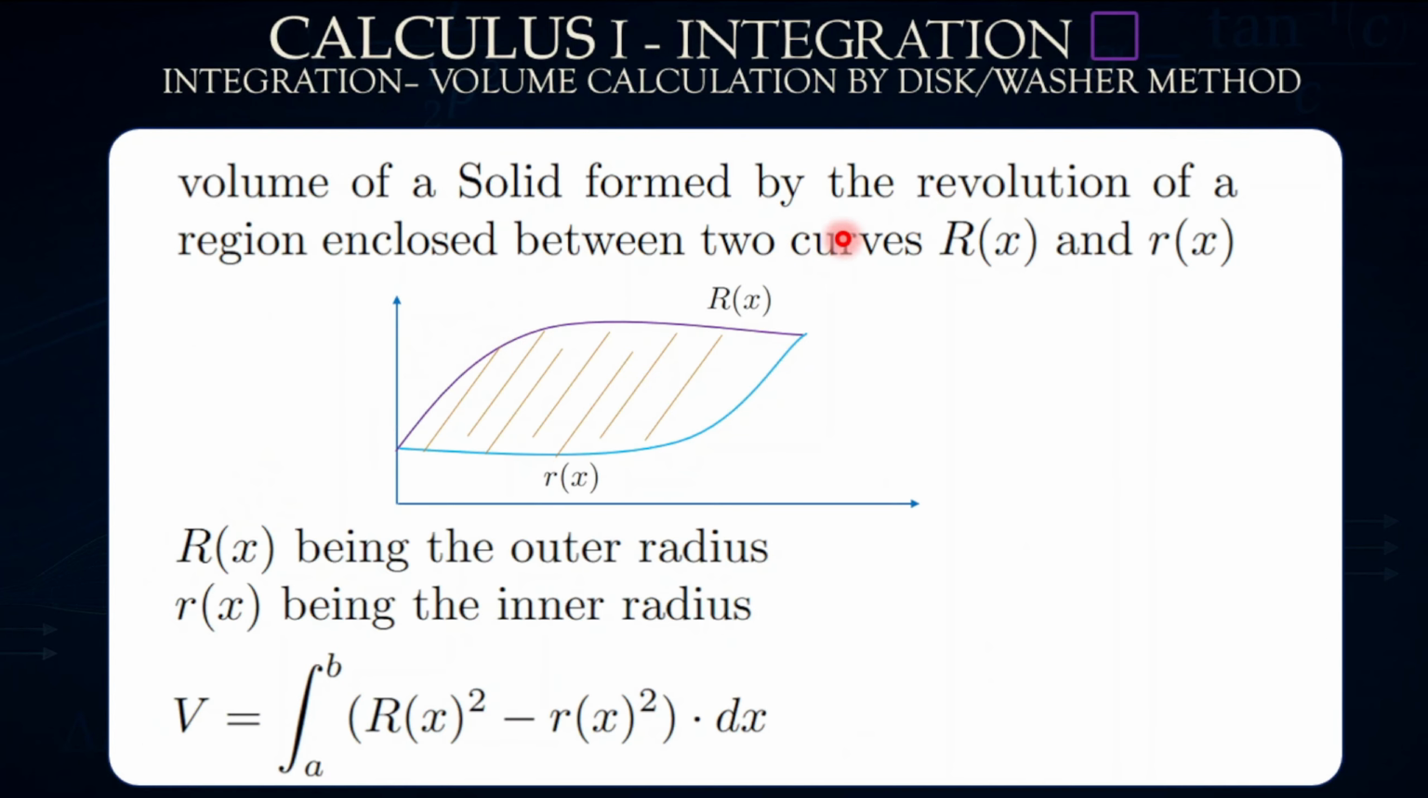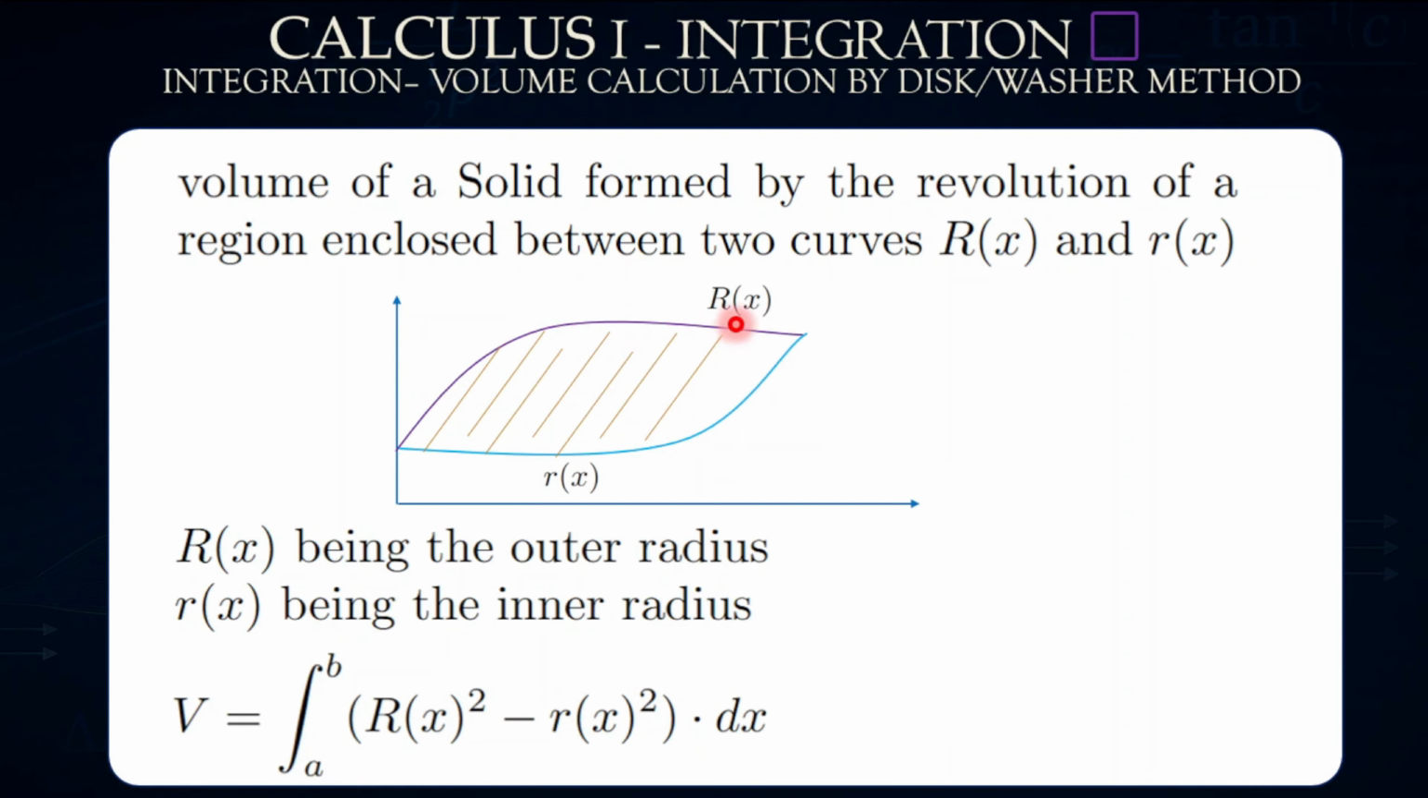Volume of a solid formed by the revolution of a region enclosed between two curves, capital R(x) and lowercase r(x). Capital R(x) is the outer radius, the outer shell, if you will, and lowercase r(x) is the inner radius, which is the one between the x-axis and the function r(x), and the second function, which is the lowercase r(x). Capital R(x) is the one from the other function to the upper, or outer, shell, to the outer radius.